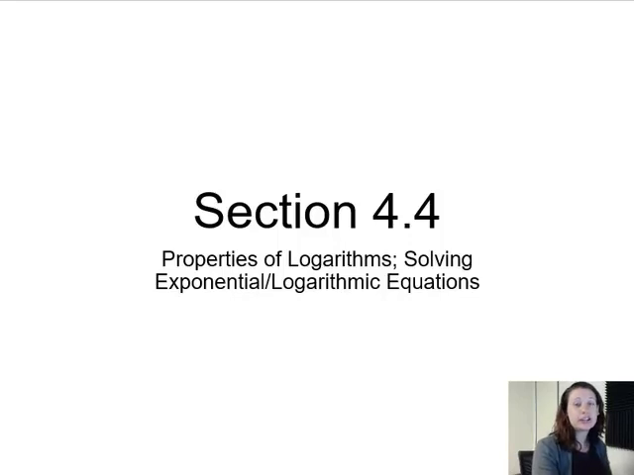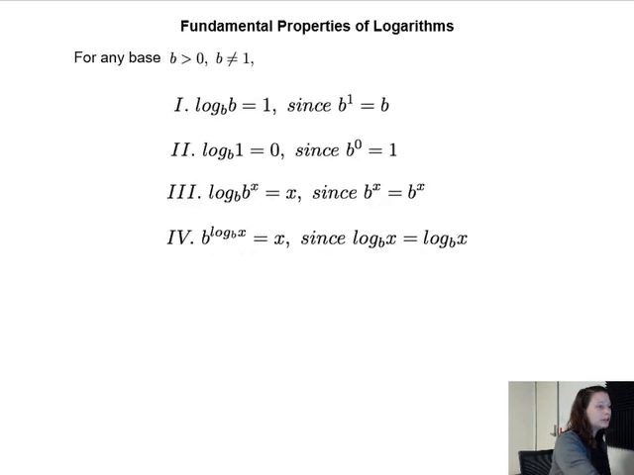All right, so this is section 4.4, properties of logarithms, solving exponential and logarithmic equations. So we've already talked about logarithms some, right? And graphing them and how they relate to exponentials. So in this section, we'll do a little bit more with logarithms and dealing with them in equations. So first, we should recap some of the fundamental properties of logarithms.